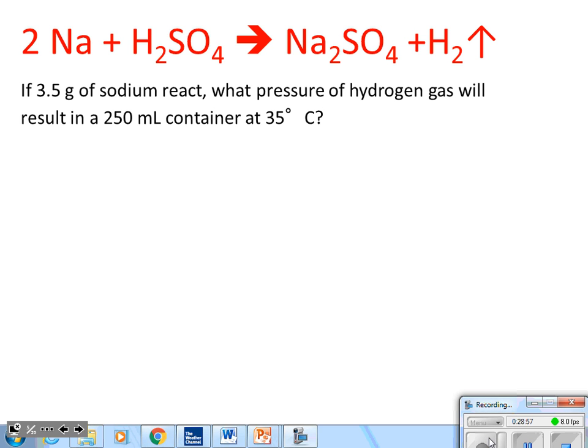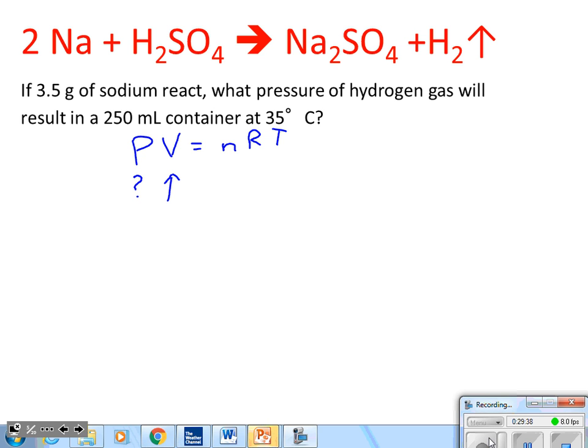So once again, I have PV equals nRT. Looking at the equation, I have to calculate pressure. So pressure is my unknown. Do I have a volume? Yes, I do, but what do you notice about the volume? It's in milliliters. Can I use that value, or do I need to convert it? I have to convert that to liters.